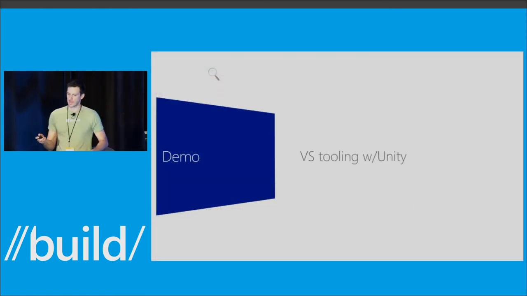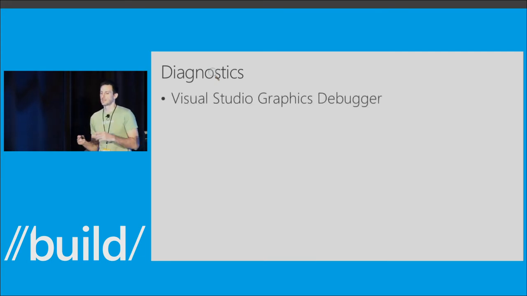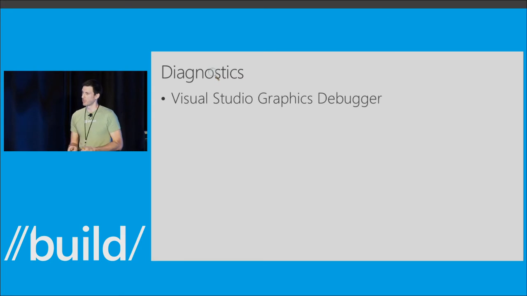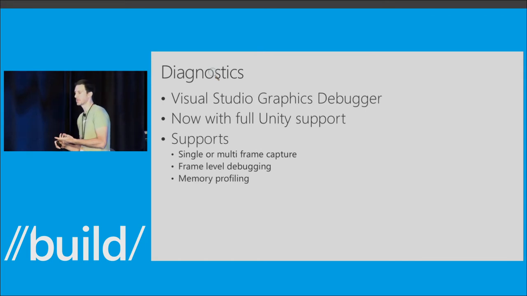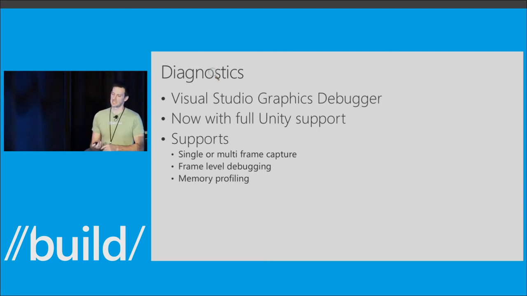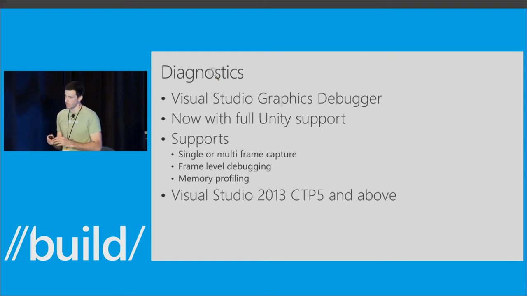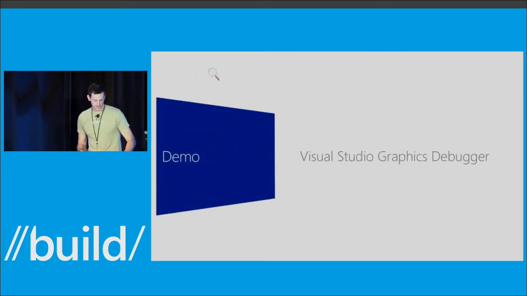All right. So that was some cool tooling with Unity. The next thing that we have is diagnostics. And you can use the Visual Studio Graphics Debugger for diagnostics. It gives you some really low-level information. Typically, you want to use this when things aren't displaying right and you need to get to the bottom of what's going on. This has full Unity support. And this will give you the ability to capture one or multiple frames, low-level debugging on there. And we'll look at a little example of this. But very important point, this requires Visual Studio 2013 CTP5 or above, otherwise it won't work right with Unity. So full Unity support, but make sure you have the right version to be able to support that. And let's get right to a demo.